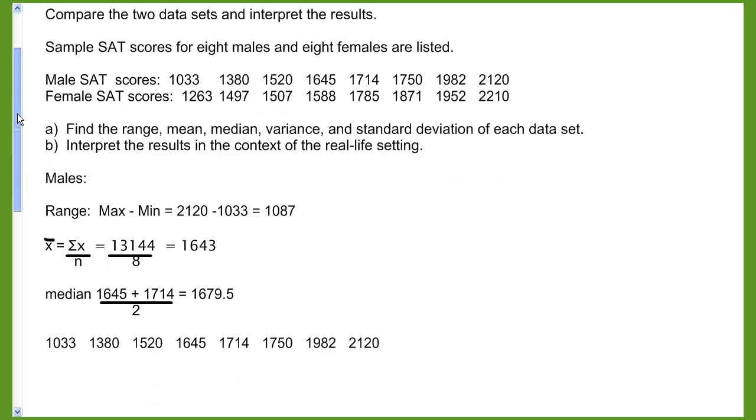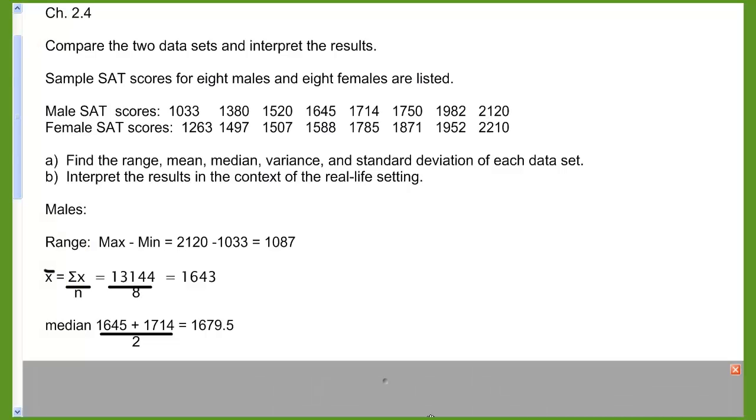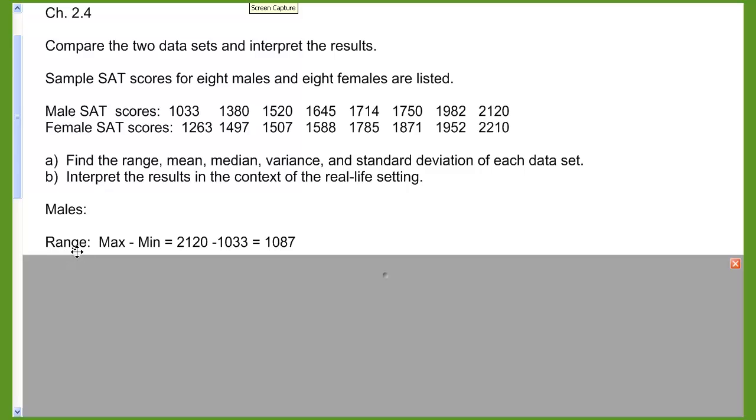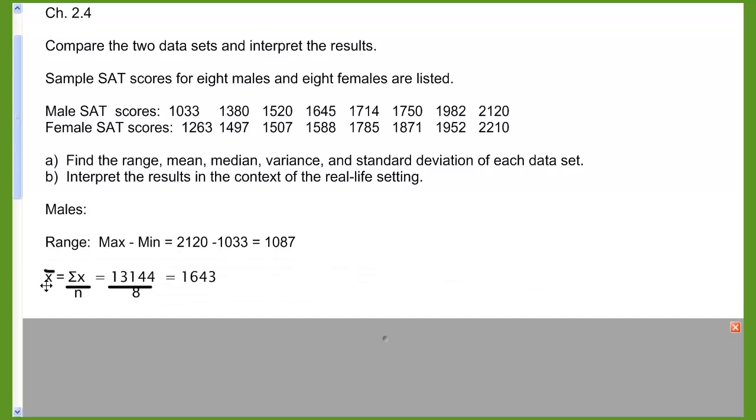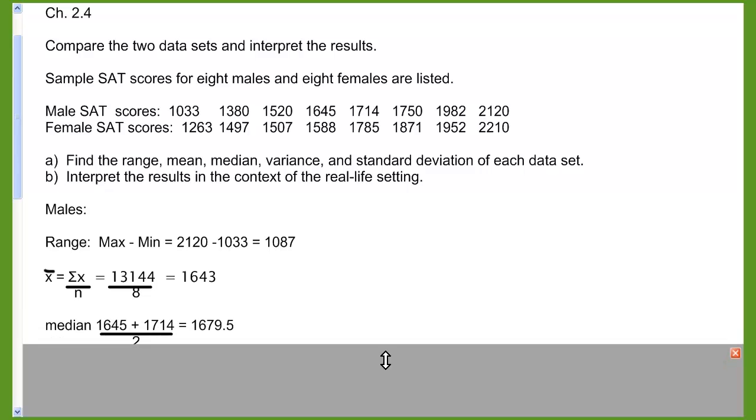When you start with this, the first thing you're going to do, and I'm going to put a screen here so I can point to it a little bit better. The range is the maximum minus the minimum, and there's the range. So there's a range of 1,087 points. The mean, you add up all of the data and you divide by the number of samples, and there's 8, so the mean is 1,643.